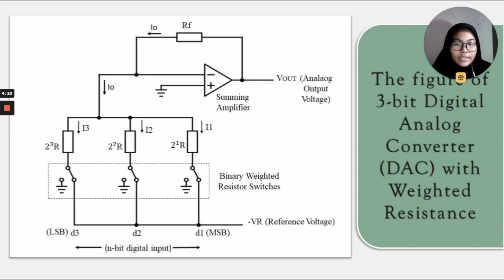This is our circuit. Here the MSB stands for most significant bit and the LSB stands for the least significant bit. Here are the binary weighted resistance switch, and this is the resistor, and here the ground, and here is the summing amplifier, and the Vout here is for the analog output voltage. Another member will explain about the operational principle of the 3-bit digital analog converter with weighted resistance.